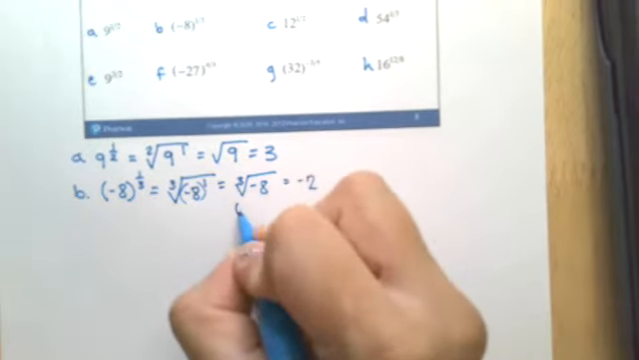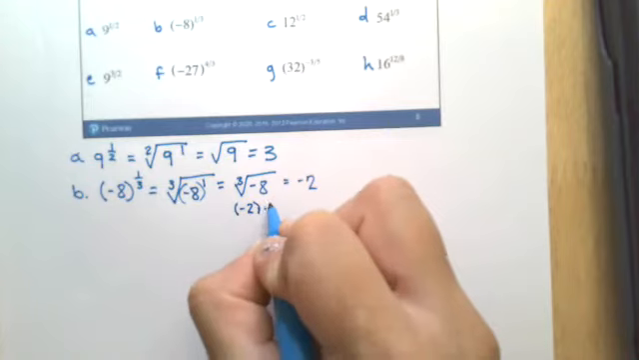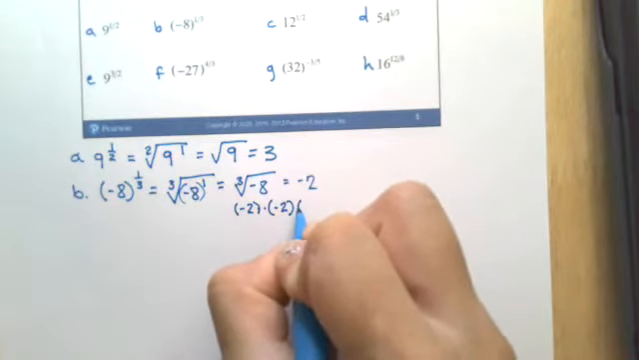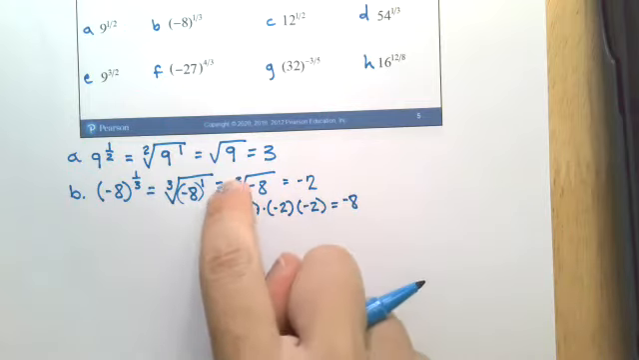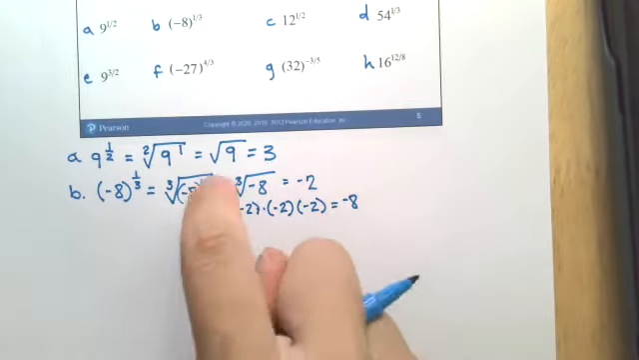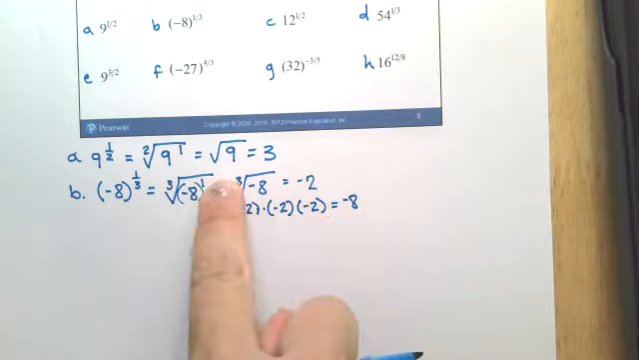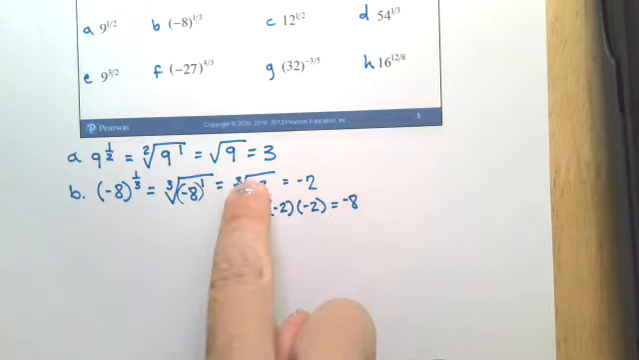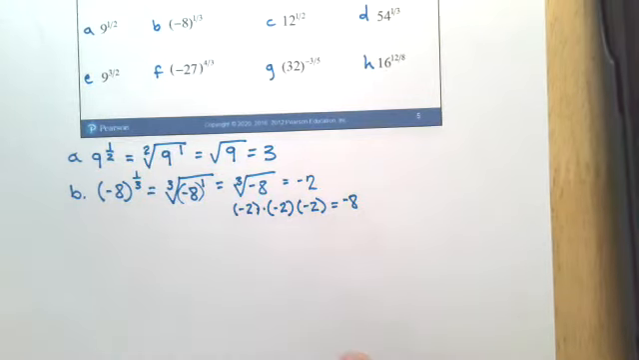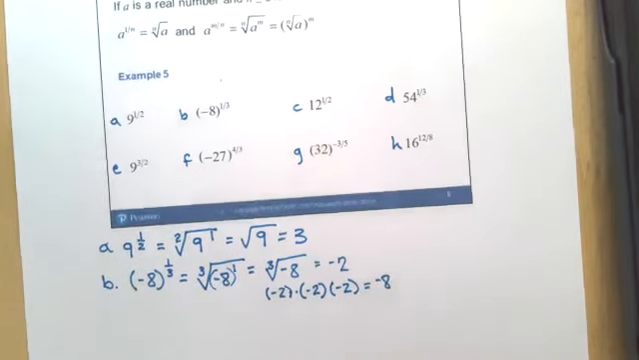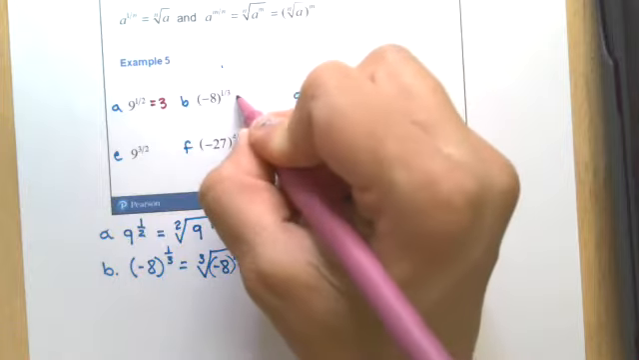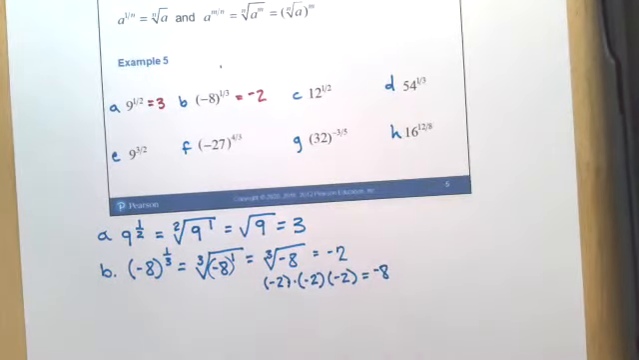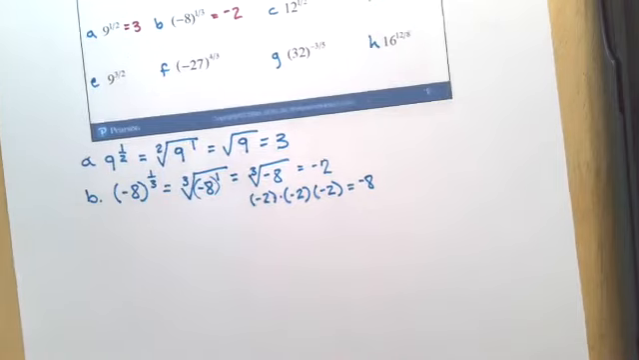Because -2 times -2 times -2 is -8. 3 times -2, sorry, -2 3 times, right? We'll give you -8. So we got this is 3. This is -2. 12 to the 1/2.